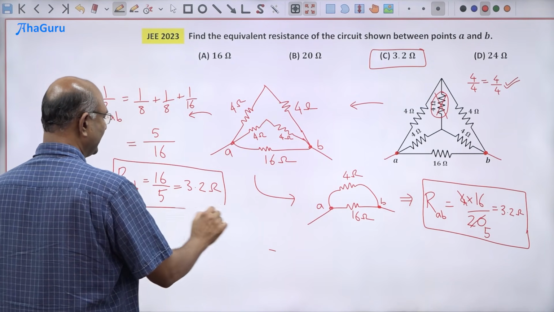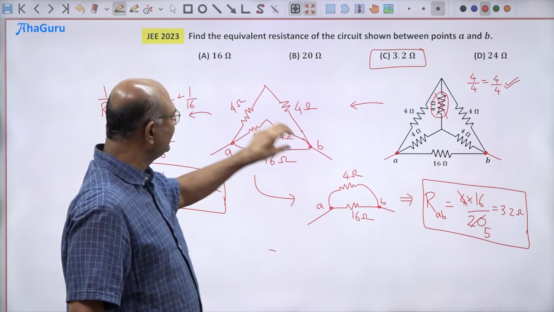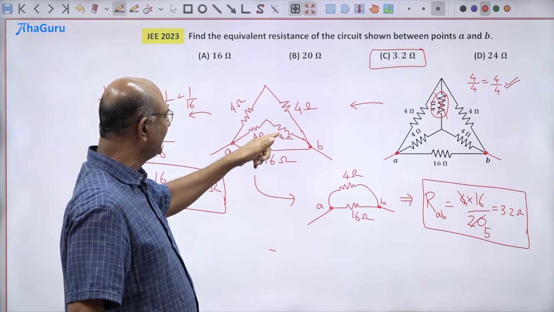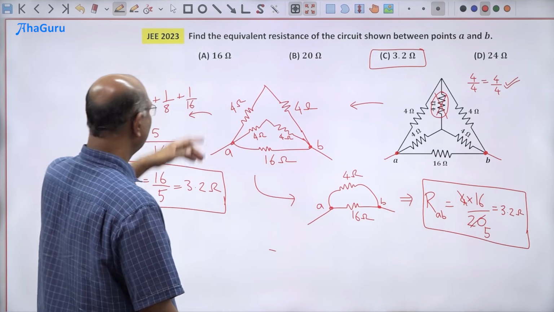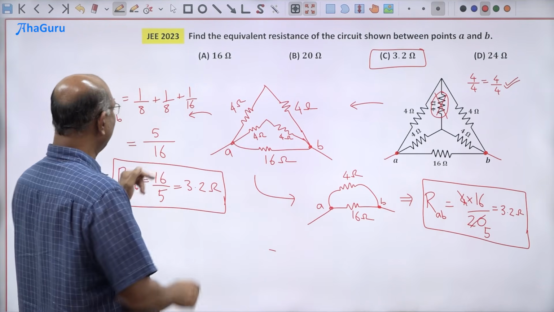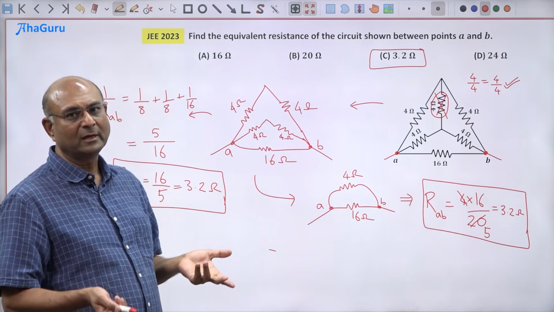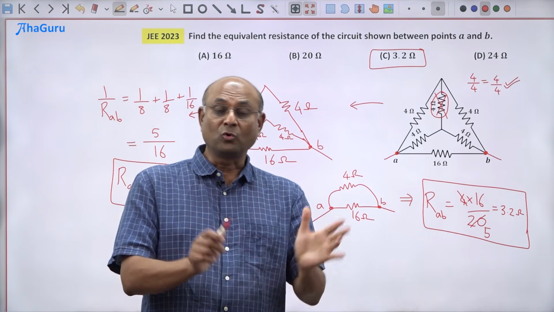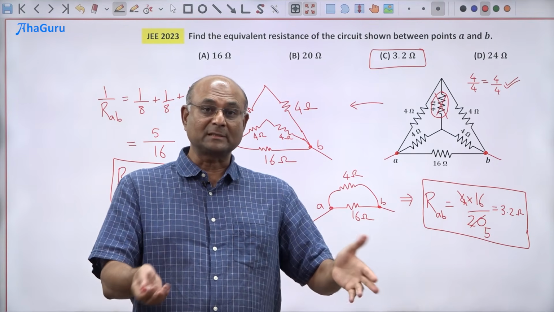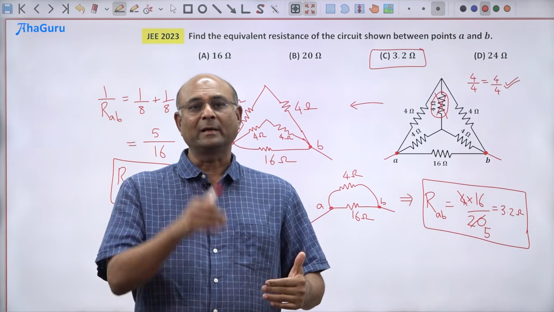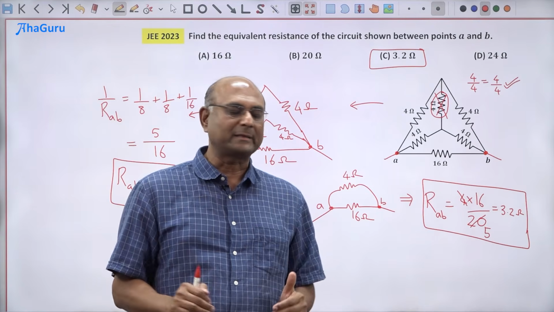I could have also done it like this. Basically here I have combined these two together because that's easy. 8 and 8 together is 4. So 4 into 16 by 4 plus 16. Or you could have directly said, okay, these three are all in parallel and therefore directly use the parallel formula. For two resistors in parallel, you can use R1, R2 by R1 plus R2. But if you have more resistors in parallel, then you say 1 by R equivalent is 1 by R1 plus 1 by R2 plus 1 by R3 and so on.